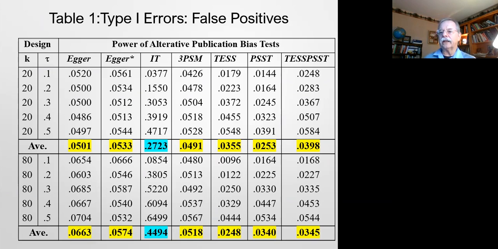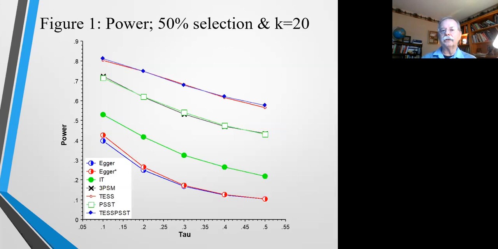Oh, by the way, in psychology, typical heterogeneity has a tau value of about 0.3. We did a big survey of this. There's lots of variation in heterogeneity, but typically, if you want to know what's usually the case in psychology, look at the 0.3 values. Anyway, everything works out pretty well except for IT, but there's nothing new there.